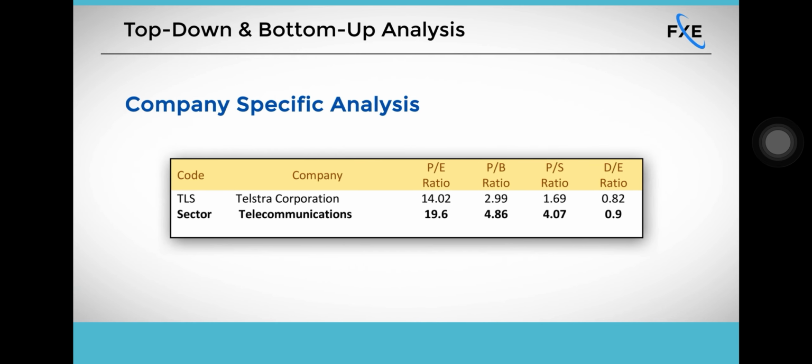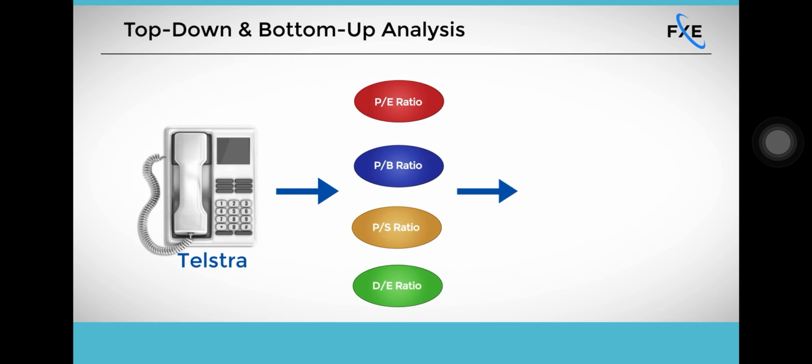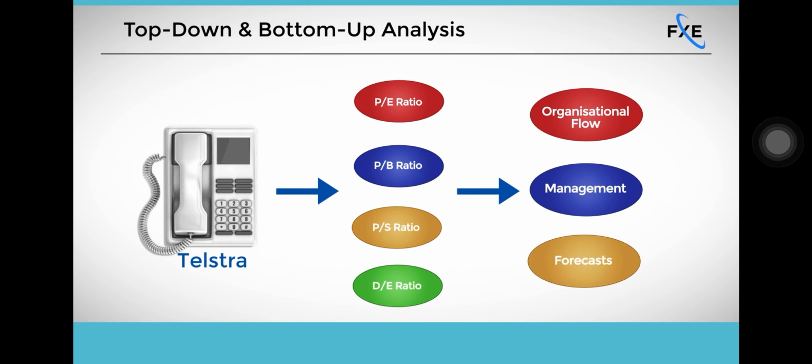The company-specific analysis that Jan carries out is heavily fundamentals-based, and includes PE, PB, PS, and DE ratios. Once Jan has an idea of Telstra's fundamentals, she starts to work on their organisational flow, management, and future forecasts to gain a more meaningful understanding of Telstra's growth prospects moving forward. Jan has a sound understanding of Telstra's products and services, and thinks that their new 5G rollout will be good for the company. Looking deeper into Telstra's business model and financials has given Jan more confidence about their new rollout plans, and she is satisfied to move to the next stage of her analysis process.